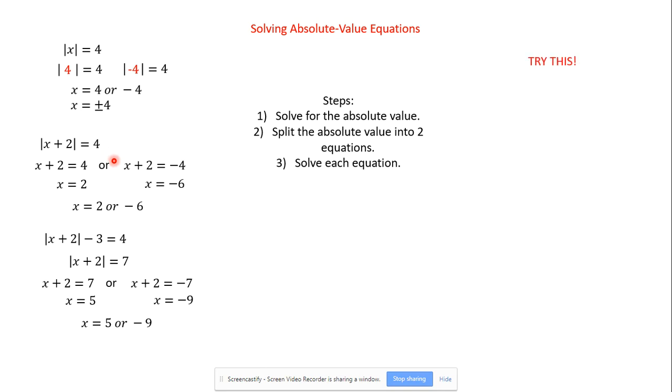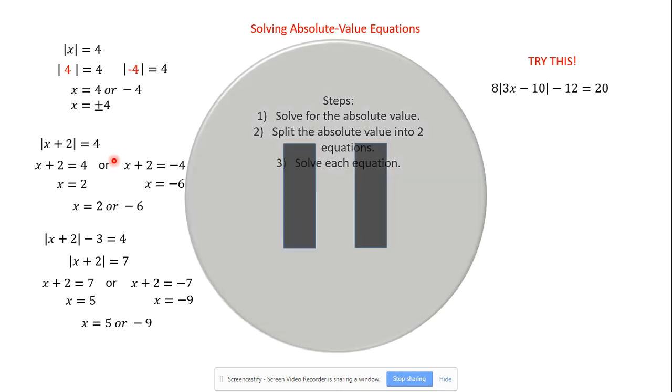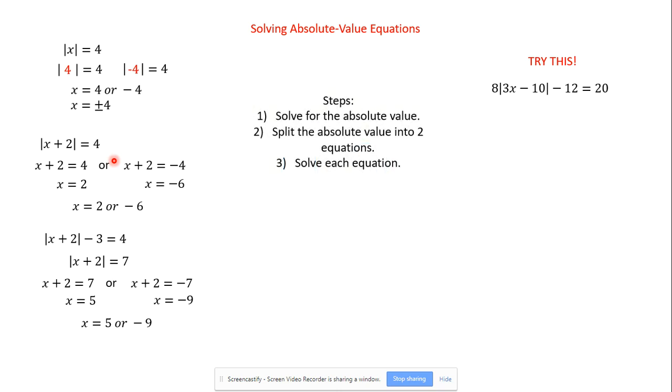So try this question. We have 8 times the absolute value of 3x minus 10, minus 12 equals 20. Go ahead, pause the video, try the question, and then when you're ready, push play. How do you think you did? Did you get 2 answers? If not, push pause, get 2 answers. So if you did, let's take a look at this.